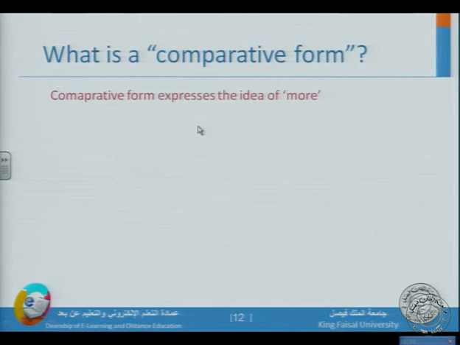What is a comparative form? Comparative form expresses the idea of more.